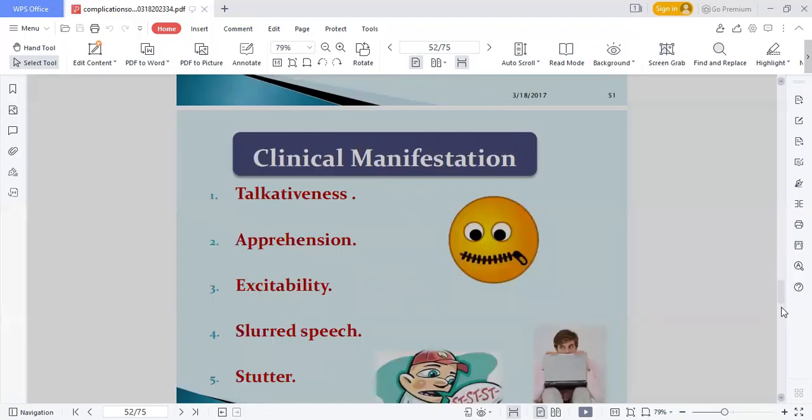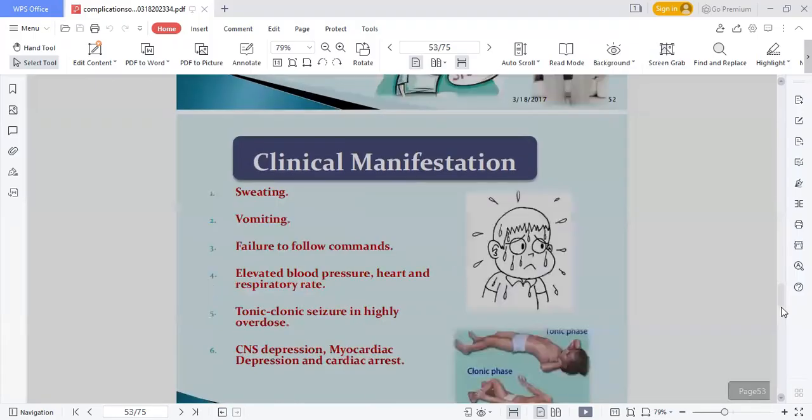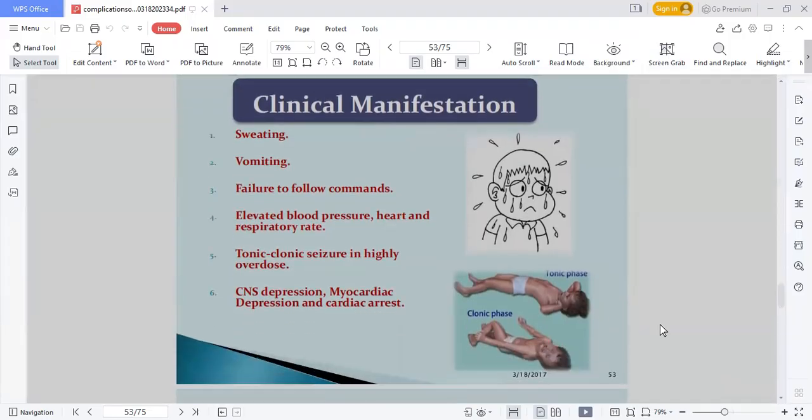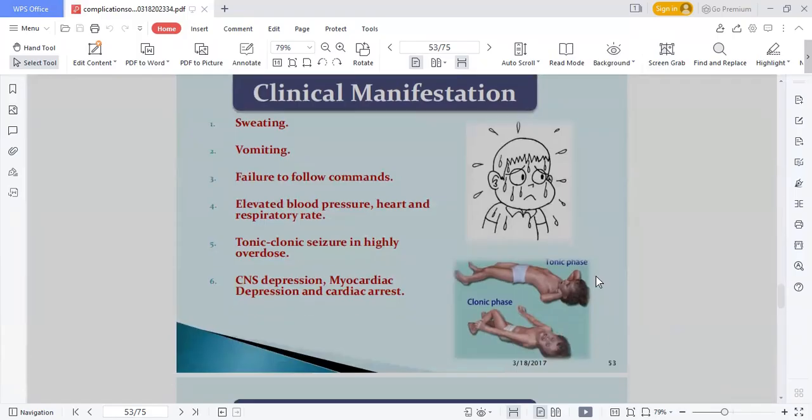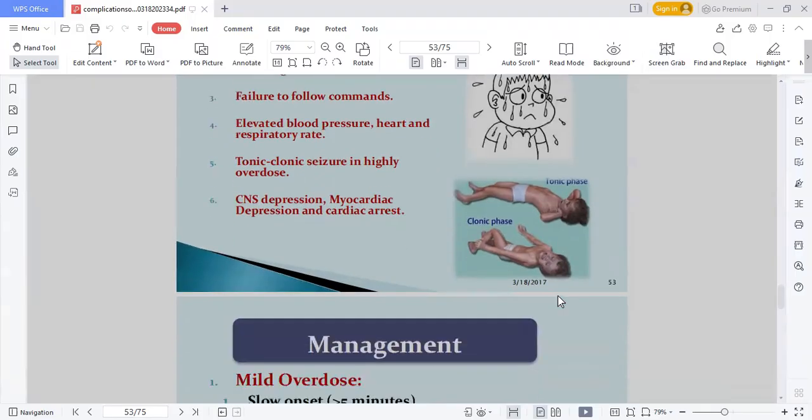What are all the manifestations? The patient will develop talkativeness, apprehension, excitability, slurred speech, and stutter. Sweating, vomiting, failure to follow commands, elevation of blood pressure, heart rate, and respiratory rate, and tonic-clonic seizure in severe overdose. Then sinus depression and myocardial depression, and cardiac arrest will occur. This picture shows the patient with excess sweating and increased heart rate, blood pressure, and respiratory rate, and this picture shows the patient has tonic-clonic seizure activity.